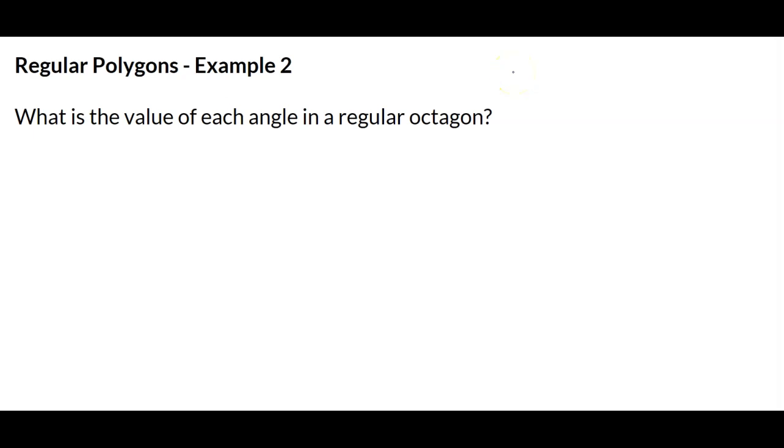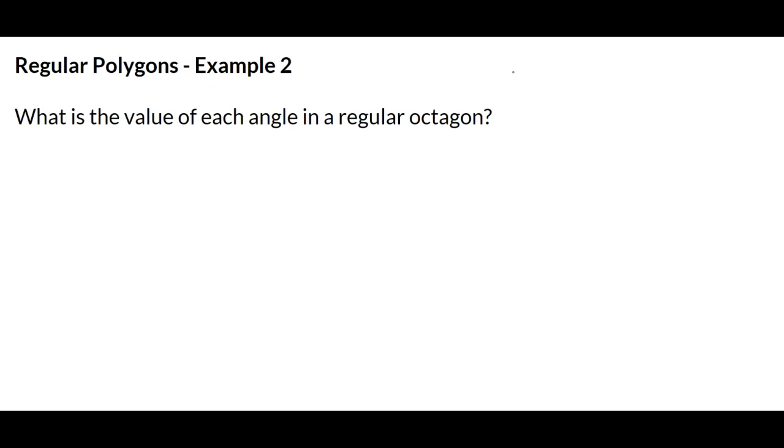In this example, we're looking at a regular polygon. In this case, it's an octagon. So what it's asking us to really find out here is the value of each angle in a regular octagon. What makes the octagon regular?